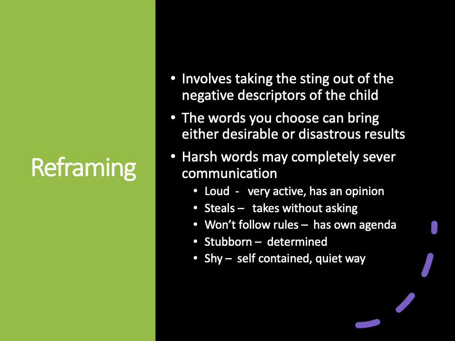Now, things like they won't follow rules. You can talk about how they have their own agenda and their own timelines, and then you can say, and sometimes that has an impact on the rest of the class. We have to wait for them a little bit. Instead of saying they're very stubborn, you might say they're very determined, and you might be able to even have a little joke about some things and so on.